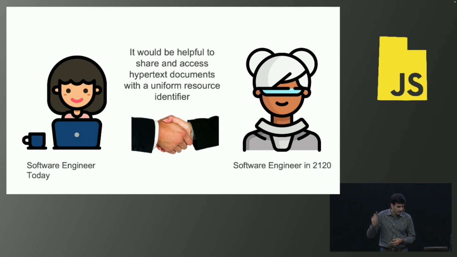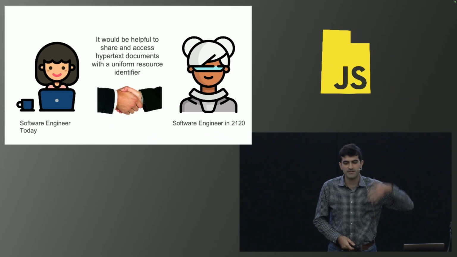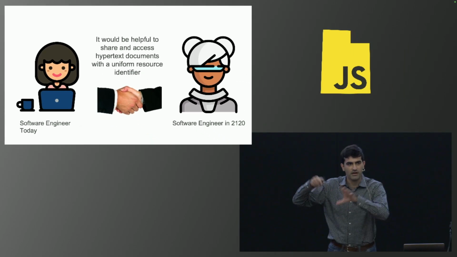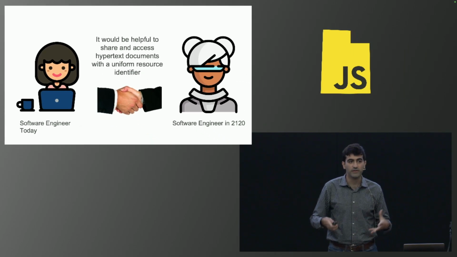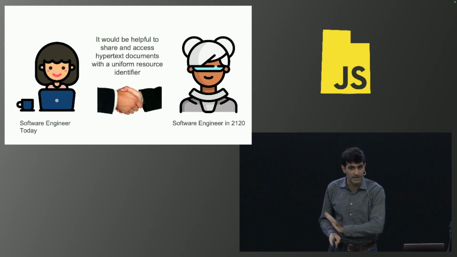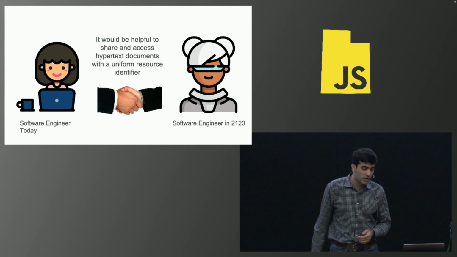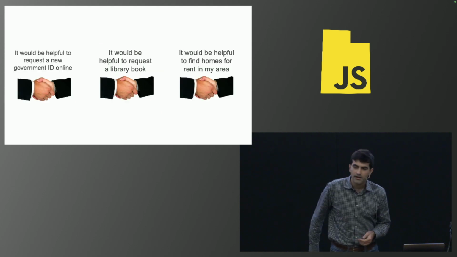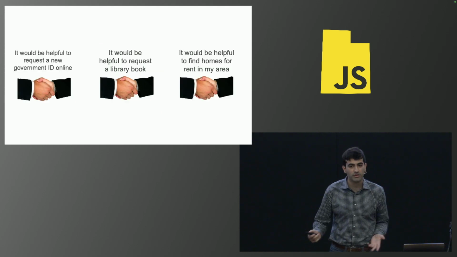One such problem, hypertext documents. It will probably still be important to browse Wikipedia, hopefully, 50 years from now. So the idea of a set of images and text and links that you can click that link to other documents, all of that is hopefully kind of part of the larger human heritage that we are creating on the World Wide Web right now. But we already solved that, so what are some other problems? It might be helpful to request a new government ID.